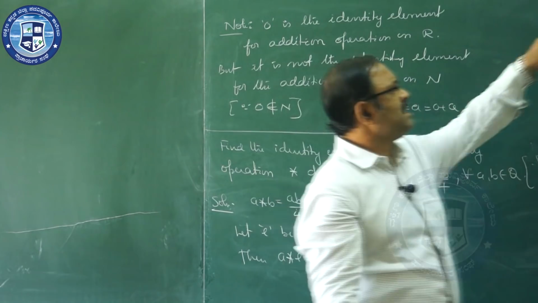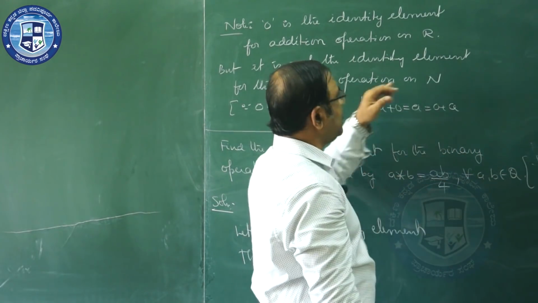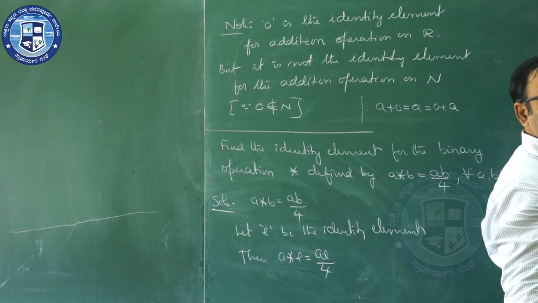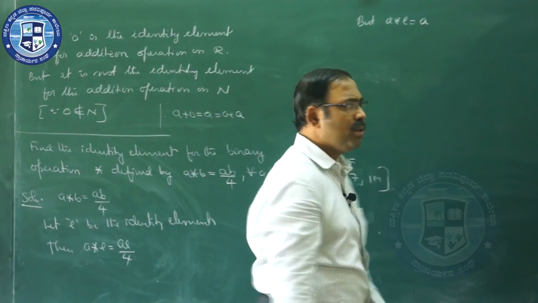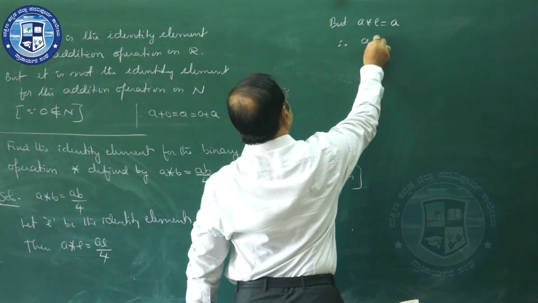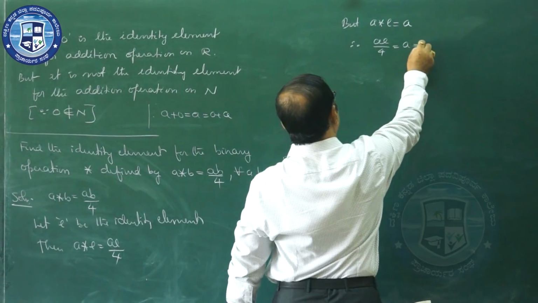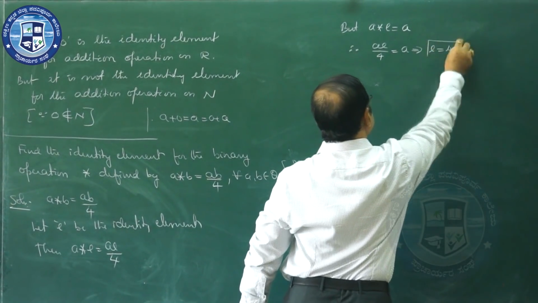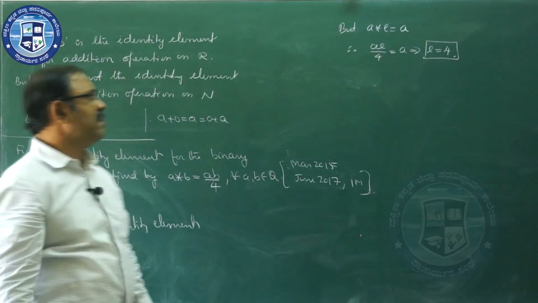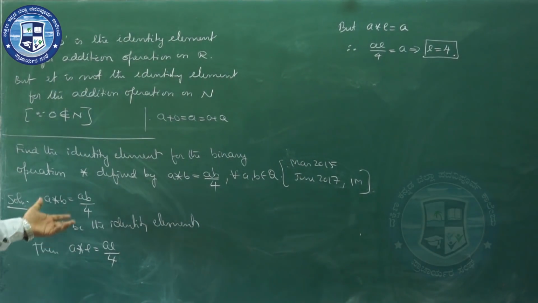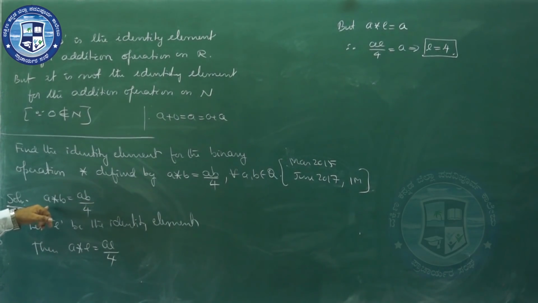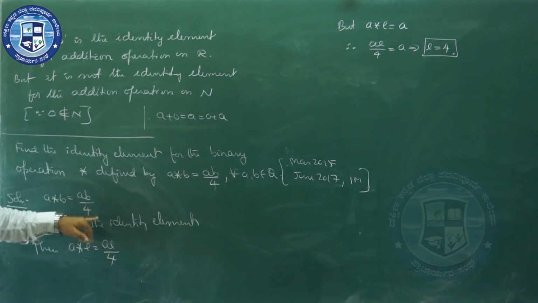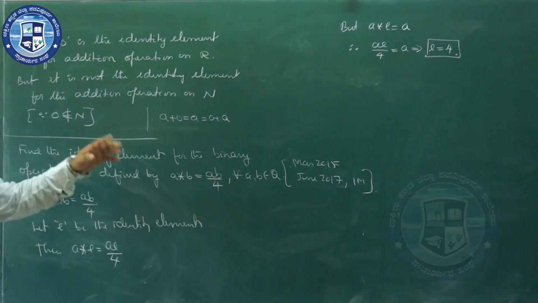But already, what does this identity property say? Identity property says A star E equal to A equal to E star A. So, A star E is equal to A. Therefore, I write AE by 4 equal to A, which implies E is equal to 4. So, the identity element is 4. If you just write the answer as E equal to 4, you will get the mark.